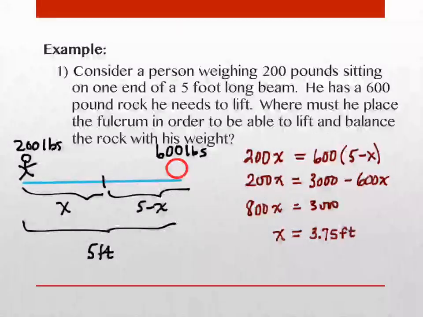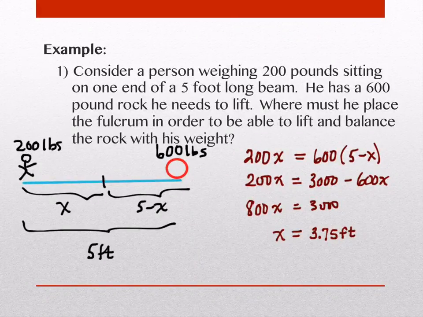So 3.75 measures the distance from the fulcrum to where? The man, right? It's the man, the fulcrum to the man. Because if we want to say 3.75 feet, we need to clarify, because we've measured two distances in terms of our picture. So this is 3.75 feet from the fulcrum to the man.